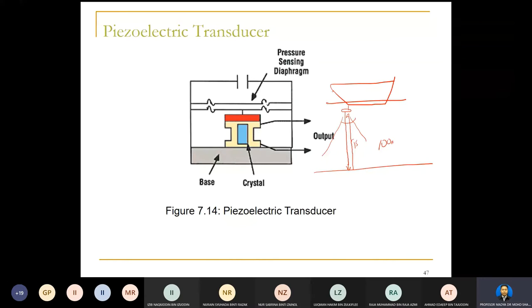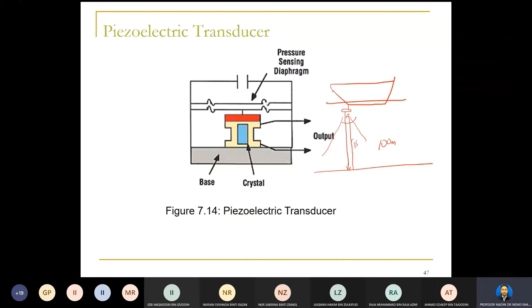Alright. So actually, it depends on the type of the piezoelectric. Some of the piezoelectric can only travel until 50 meters, or 20 meters. But some of the piezoelectric can travel until 100 meters, 1000 meters. That depends on the type of the crystal, the type of material that we use inside the piezoelectric. Okay, so this is some example.